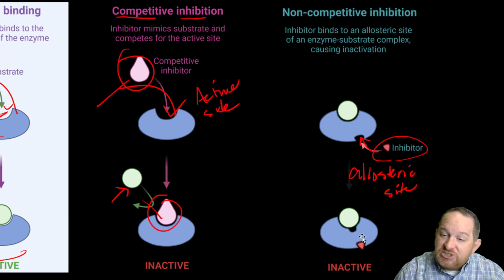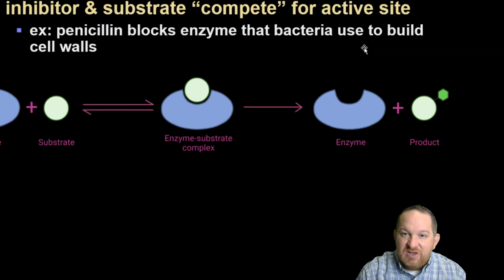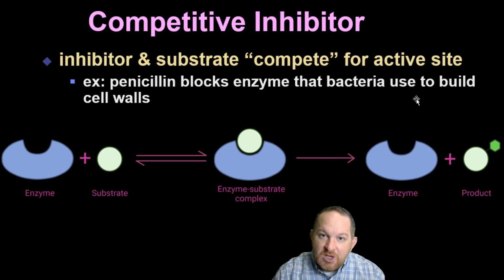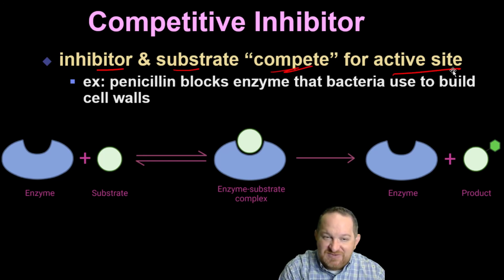And it changes the shape of the enzyme so that the substrate no longer fits correctly. This is an inactive enzyme. So let me go over these two, competitive and non-competitive inhibition, a little deeper. So competitive, remember, is when the inhibitor and substrate are competing for an active site.